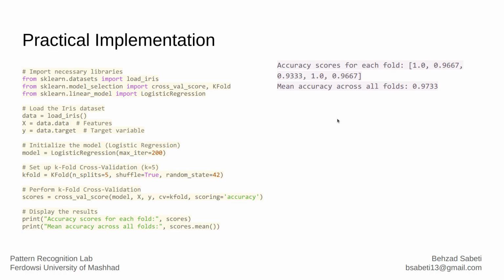And here's the expected output which you will get. As you can see, we have different scores for each fold, and we have a mean accuracy across all the folds.